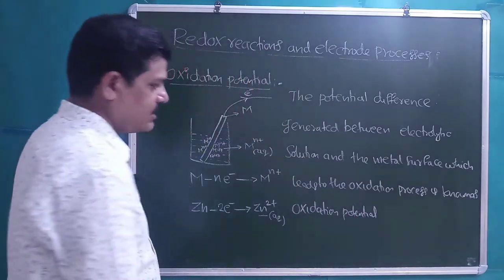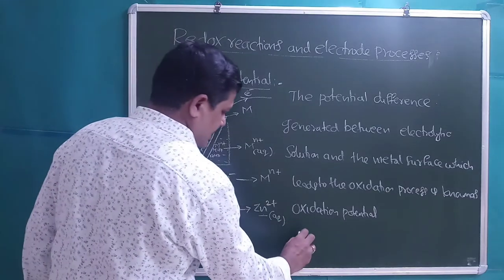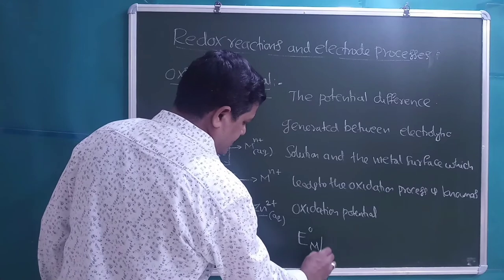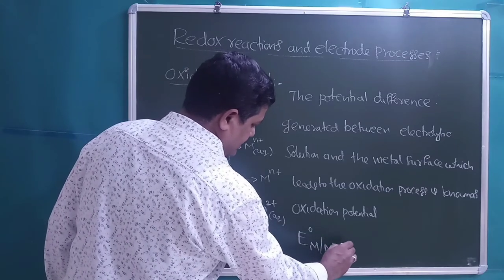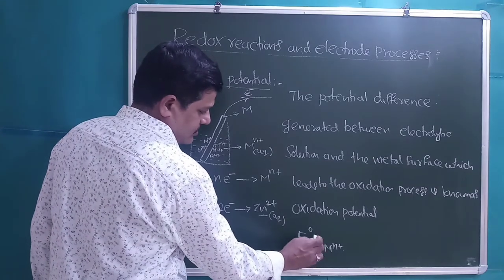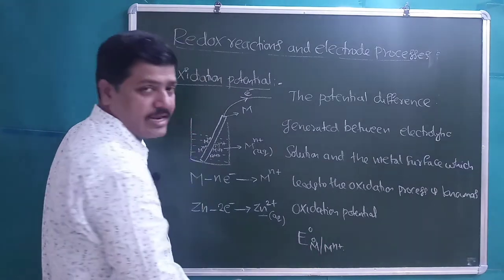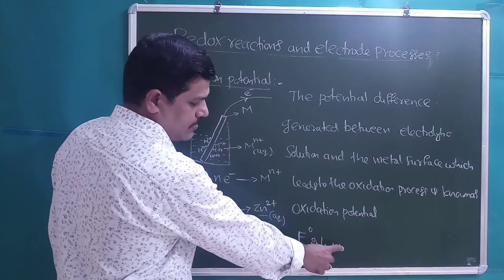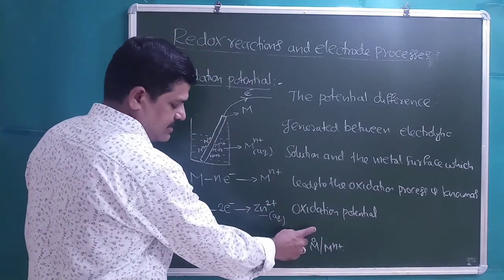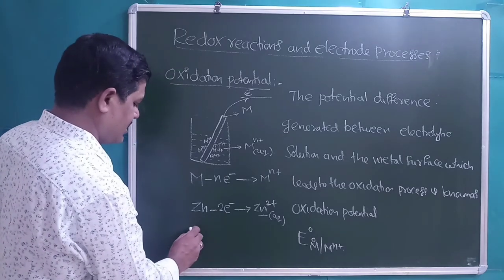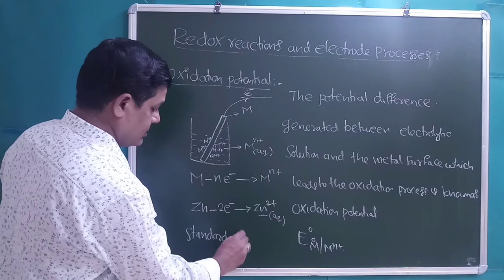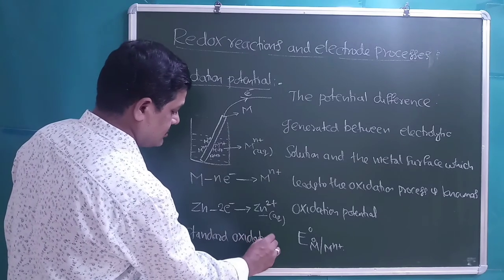Students, oxidation potential is indicated as E naught M/Mn+. Here M is neutral, with oxidation state 0 in the elemental state, and it is converting into Mn+. This naught indicates the standard conditions. We can call it the standard oxidation potential.